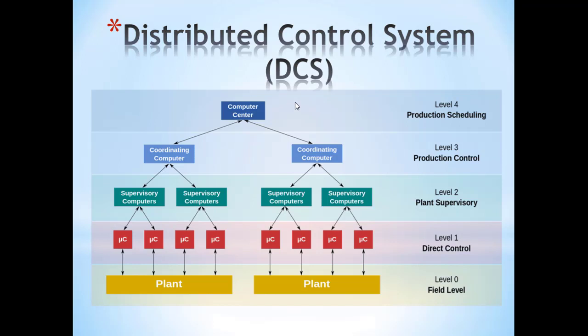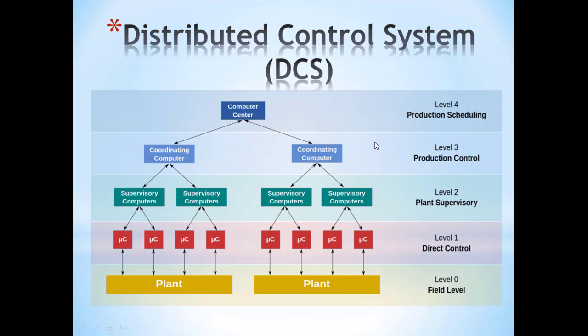In the distributed control system, you will have a computer, you have a plant here, and you have individual machines. Let me assume that you have a microcontroller based machine, and each and every machine will be supervised by the supervisor, and then the supervisor will report to the coordinator, and the coordinator will report to the center. Okay, so from field level, direct control, plant supervisory level, production level, and production scheduling. This is how your distributed control system will be.